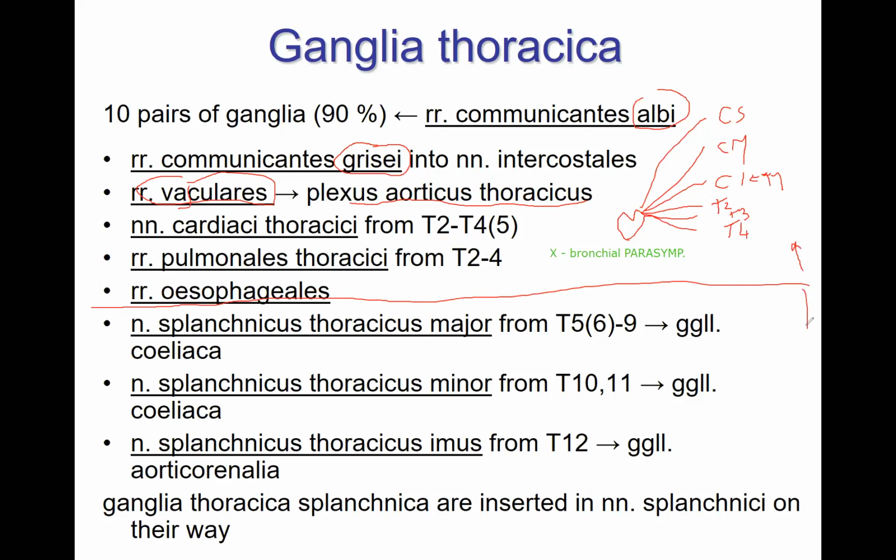In the lower half, all the branches are destined mainly for the abdominal cavity already. Why? As we know, the diaphragm forms a vault, and the vault at its most cranial part is within the 4th to 5th intercostal space. So from the level of the 5th one, we already supply the abdominal organs via 3 big nerves: the major, minor, and imus thoracic splanchnic nerves. And you know these names as they pass through the diaphragm.